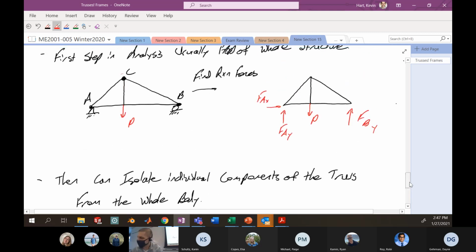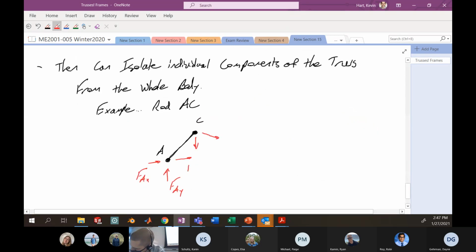So if I want to put some label to these and I say this is point D, then I might label this as FAD. It's the force that points from A to D. I might label this as FCD. I might label this as FCB. It's the force that points from C to B. And from my equilibrium analysis, I know these reaction forces already, okay?